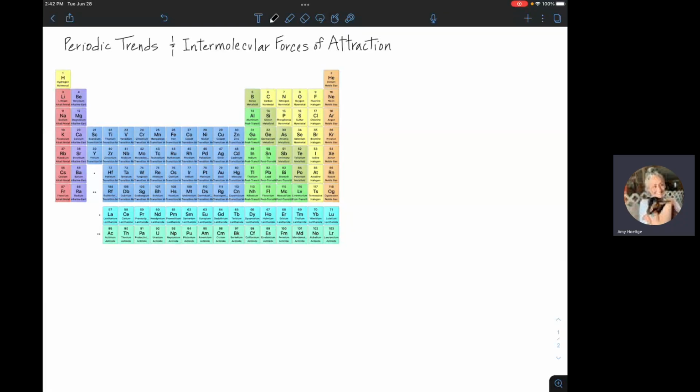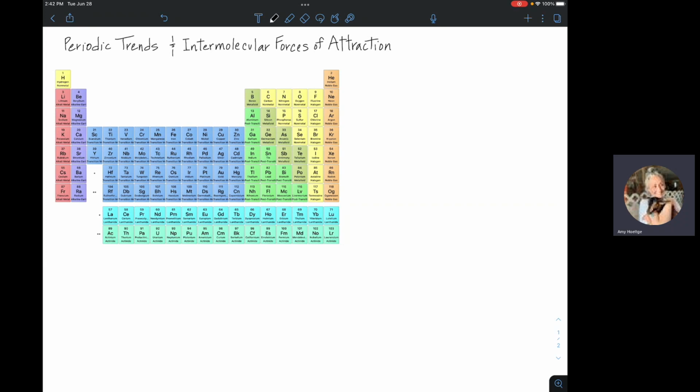So in this video, we're going to do a review of some periodic trends from general chemistry and also intermolecular forces of attraction. These are going to be forces of attraction that hold molecules near each other. These are not the same as actual covalent bonds. The periodic trends that we're going to talk about are those that are going to concern us in this class.